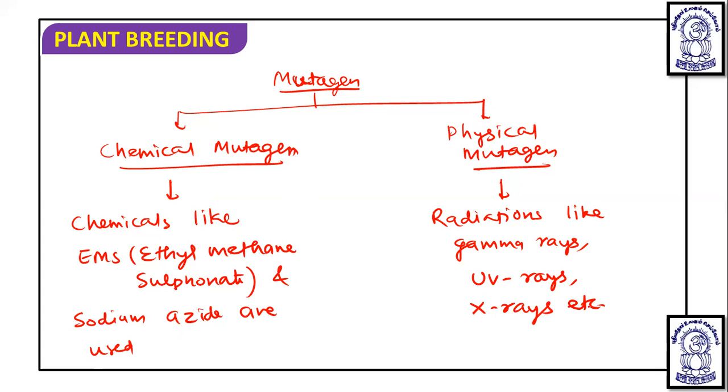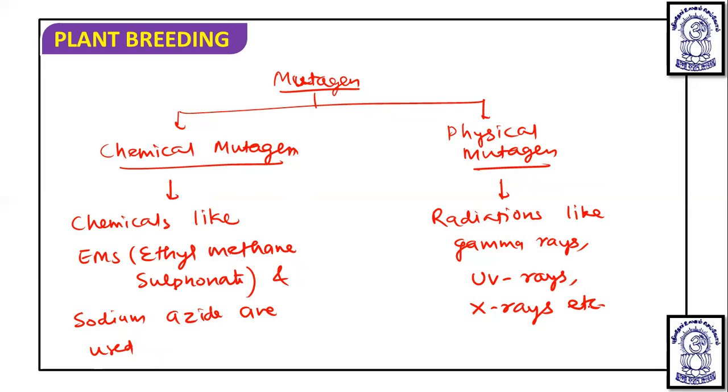Mutation produced in response to treatment with a mutagen is known as induced mutation, and mutation breeding is the use of induced mutation in plant breeding to develop improved varieties. By causing this mutation, we can develop improved varieties.